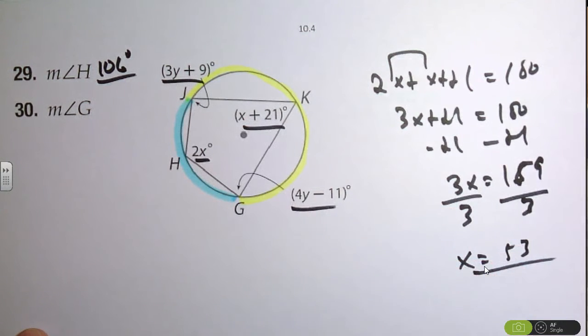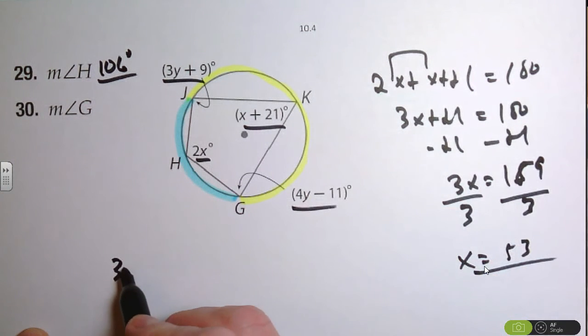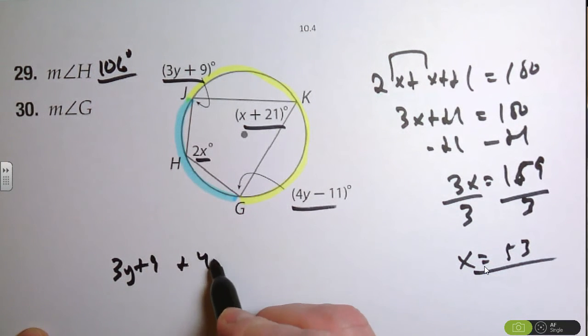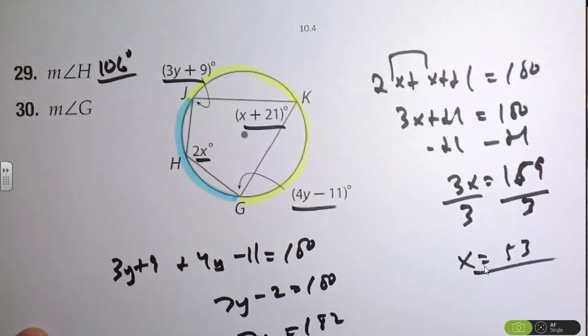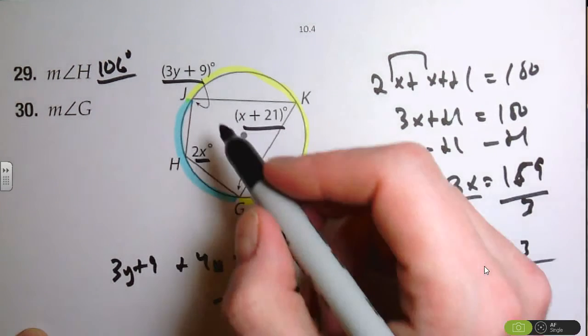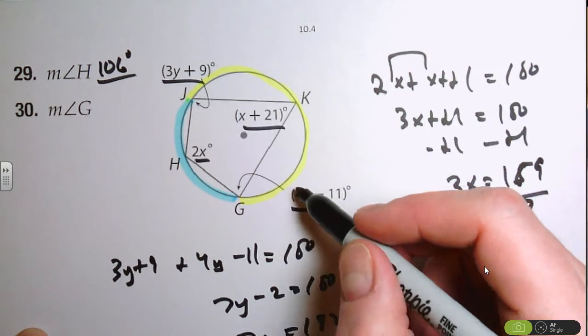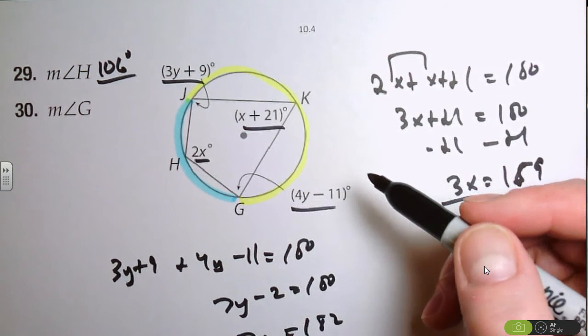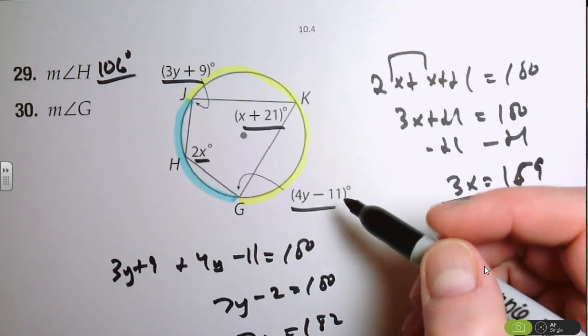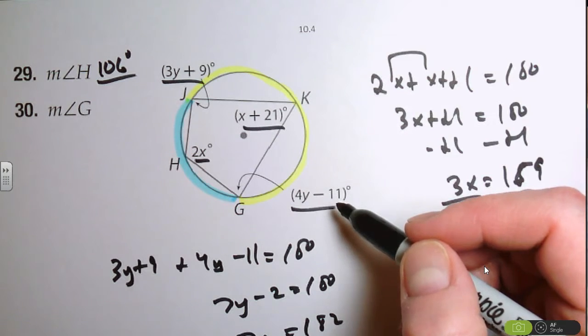3y plus 9 and 4y minus 11 are the opposite angles, so they have to be supplementary. 7y minus 2 is 180. 7y equals 182. Y then equals 26. So plug 26 back in. 104 minus 11 is 95.